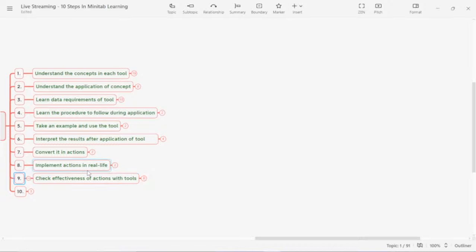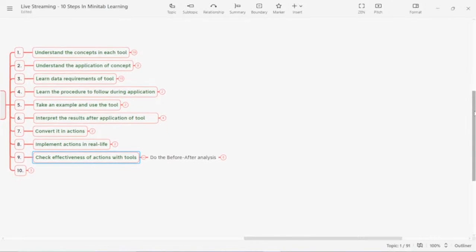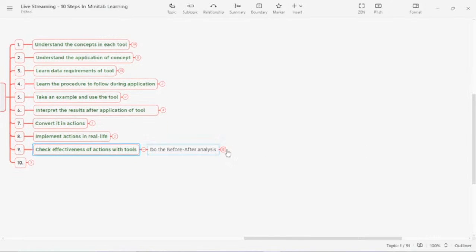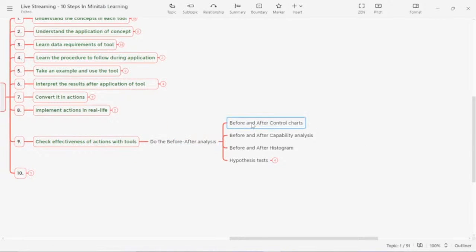Once we implement that action in real life, the step number 9 is check effectiveness of actions with tools. For that purpose, the easiest and the most effective way is to do the before and after analysis. Again, once we are talking about the before and after analysis, we have multiple tools. Like we can use the before and after control chart. Let's say if you have drawn the X bar R chart before, then we can also draw the X bar R chart after, and we can see what is the comparison between them, right?